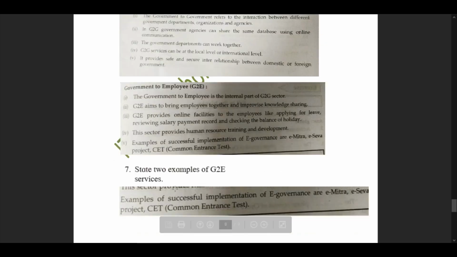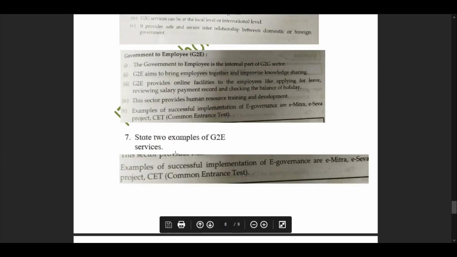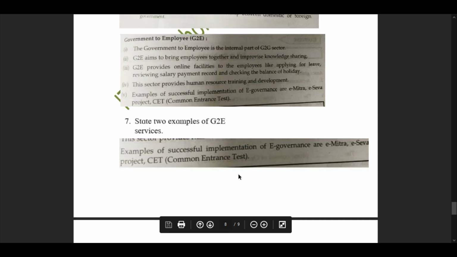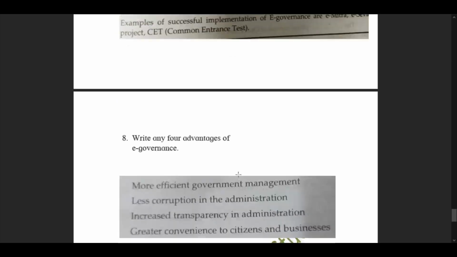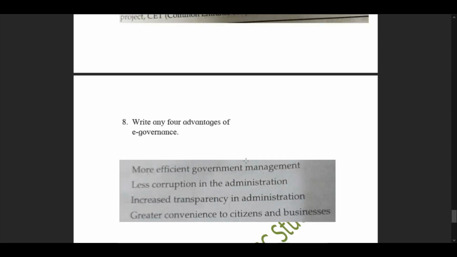Then we move forward to our seventh question. State two examples of G2E services. As given above, we have three services given to us as examples: e-Mitra, e-Seva project, CET, that is Common Entrance Exam. So that was question 7. Then we move forward to our last question, question 8.